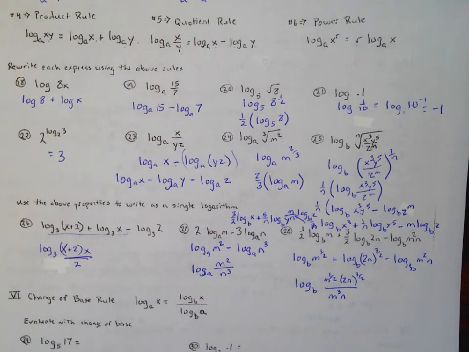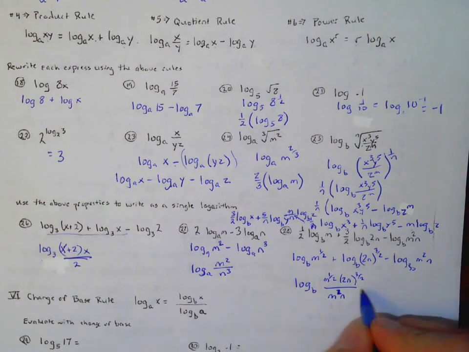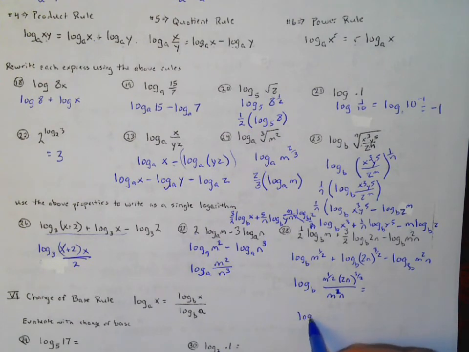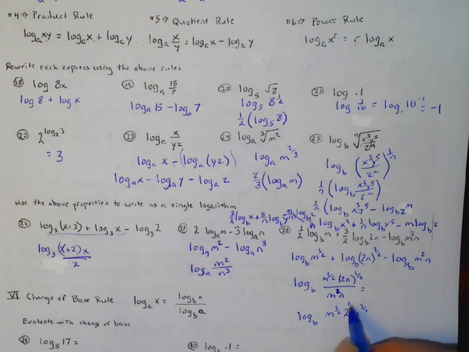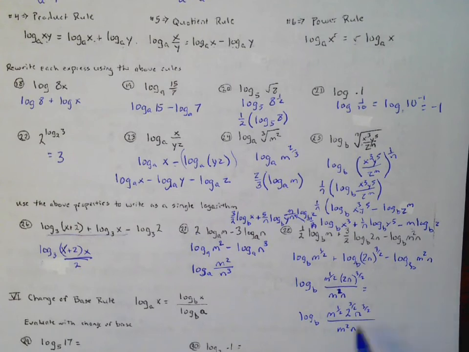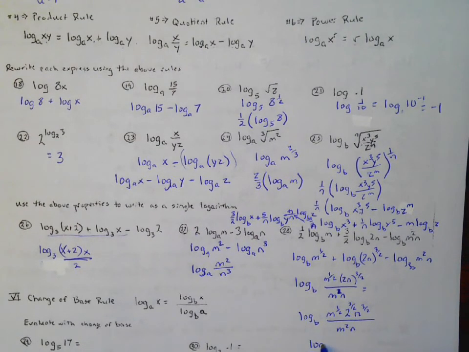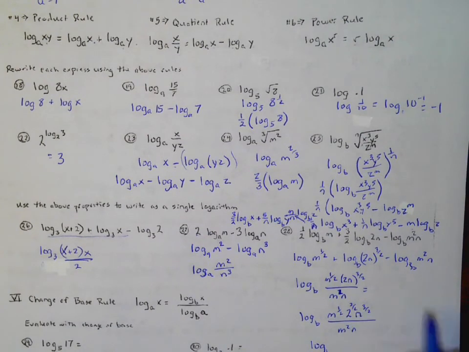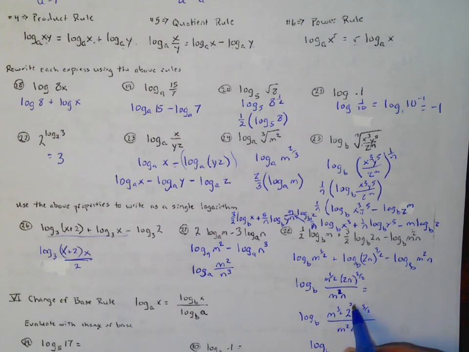You could leave it like that, or we actually want to take this part and simplify the m's and the n's. So this would be log base b of m to the 1/2 times 2 to the 3/2 and n to the 3/2. And this would be m squared and n, right? So if I reduce this stuff here, if I take 2 to the 3/2, that'd be like the square root of 2 to the 3rd, which is like the square root of 8.